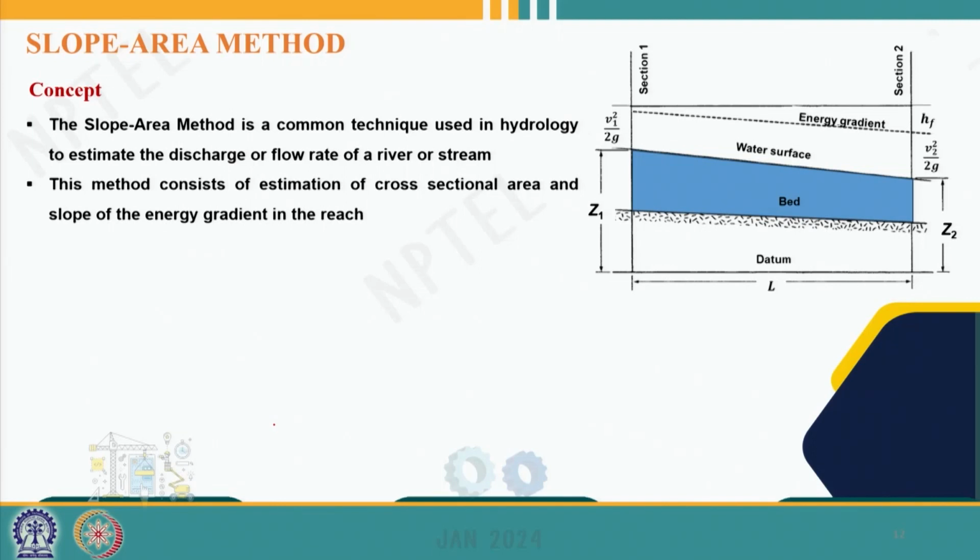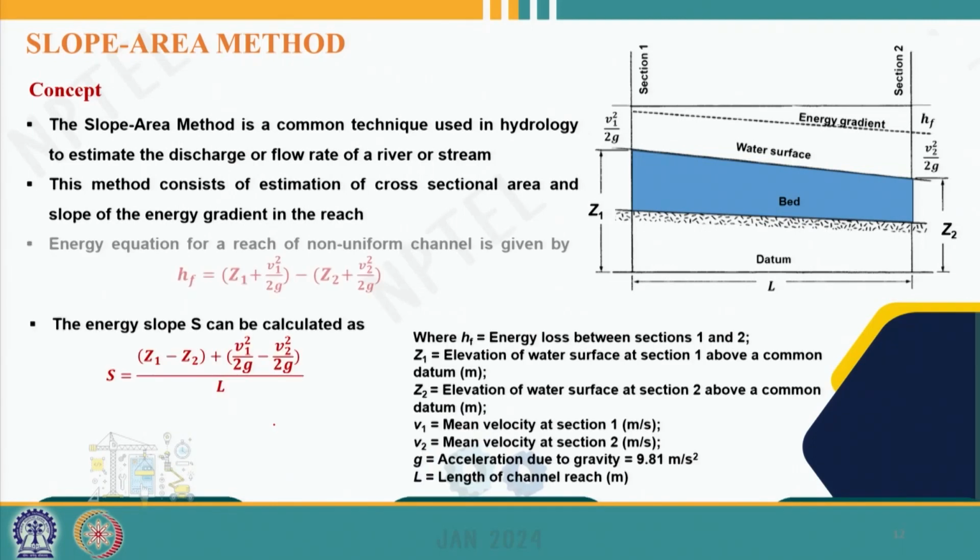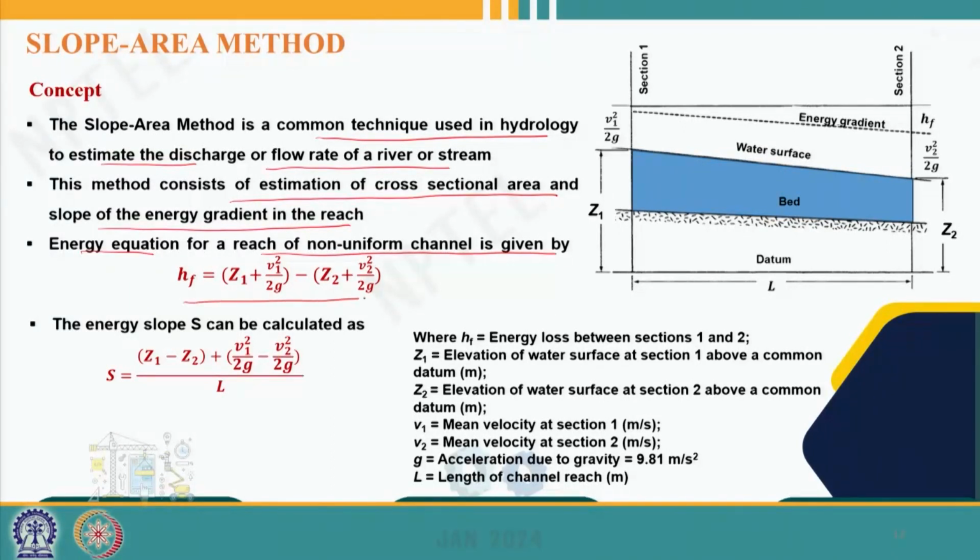Then we approach the slope area method. The slope area method is a common technique used in hydrology to estimate the discharge or flow rate of a river or a stream, and it consists of estimation of the cross sectional area and the slope of the energy gradient in the reach. And basically it is based on the energy principle. So, the energy equation for a reach of non-uniform channel is given by this relationship.